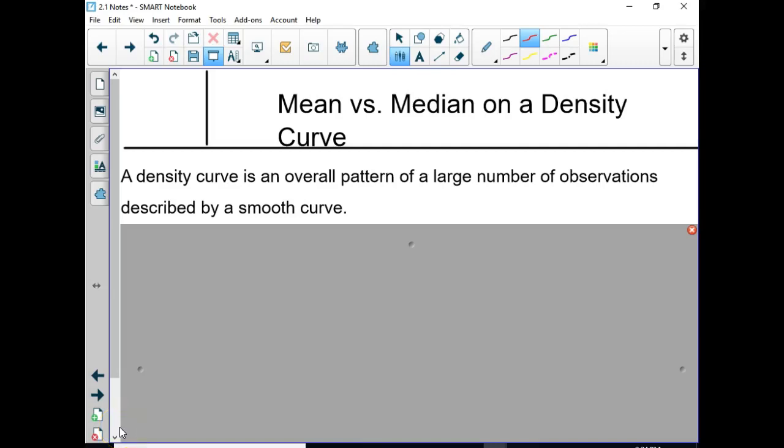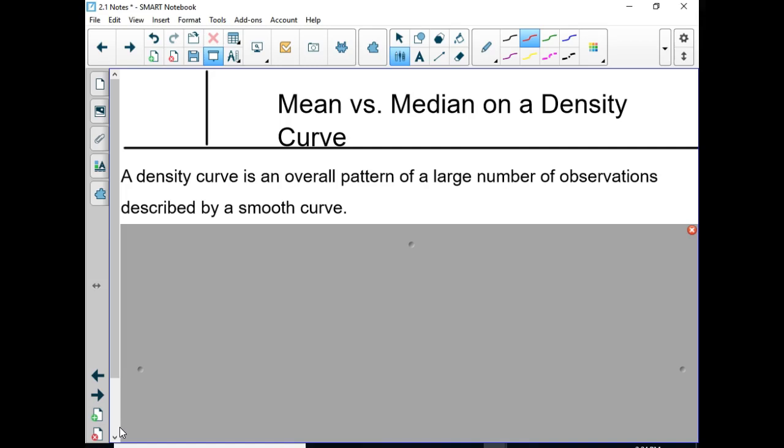All right, we're going over right now section 2.1b, and we're looking at where the mean versus the median is located on a density curve. The first thing you need in your notes is the definition of a density curve. A density curve is an overall pattern of a large number of observations described by a smooth curve.